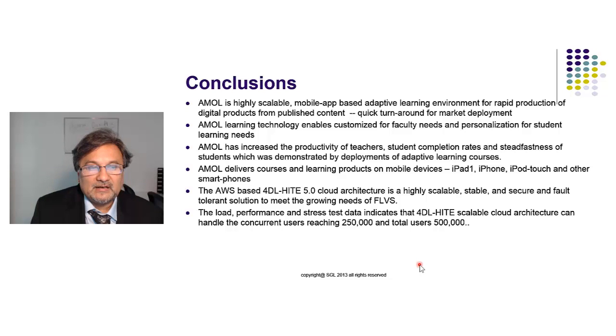With adaptive mobile learning, especially with mobile devices, you can now use it on iPad, iPhone, iTouch, you name it. We are also very highly scalable. We're on the Amazon cloud, so you can go from 50 students to 250,000 or 500,000 students, and you will get very good performance.